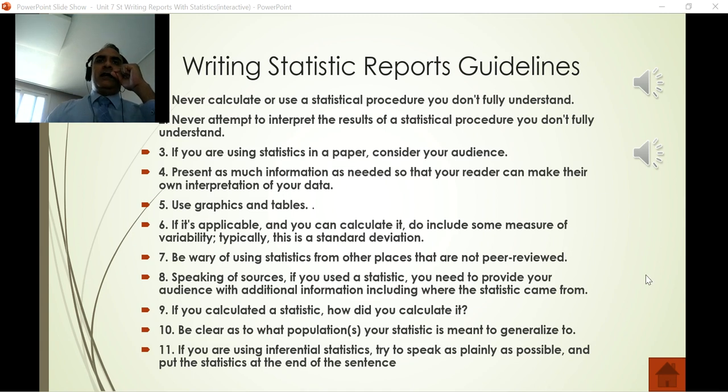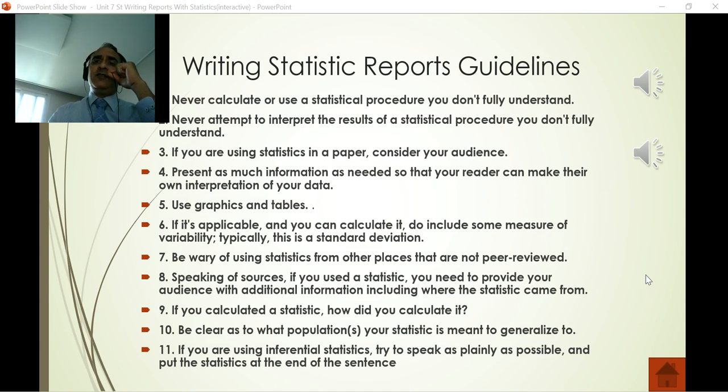Now use graphs and tables. You have to graphically show what you're saying if it's possible. That helps all the time because you can see it quickly, in a nutshell, at a glance, right? After that, you have to think whether you have to apply variability to it. If there's a standard deviation, how does it behave? Is it useful because it's normally distributed or not?